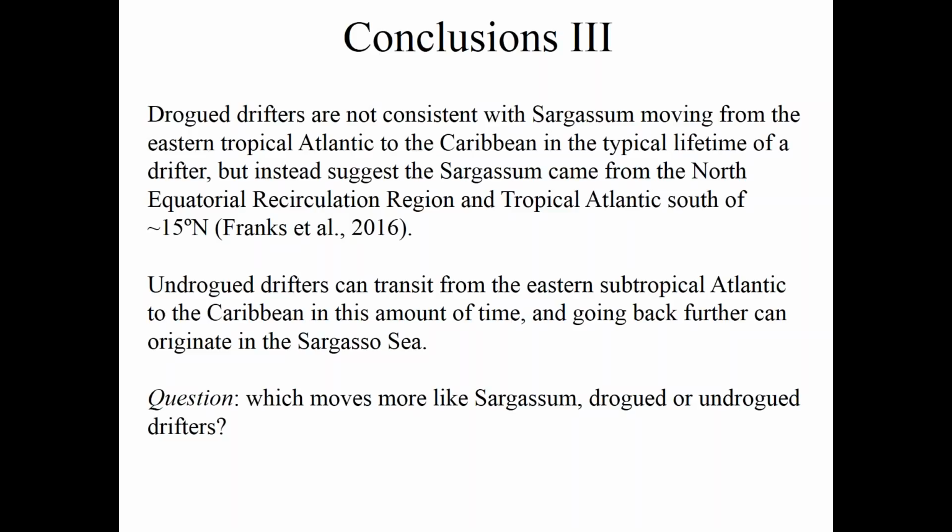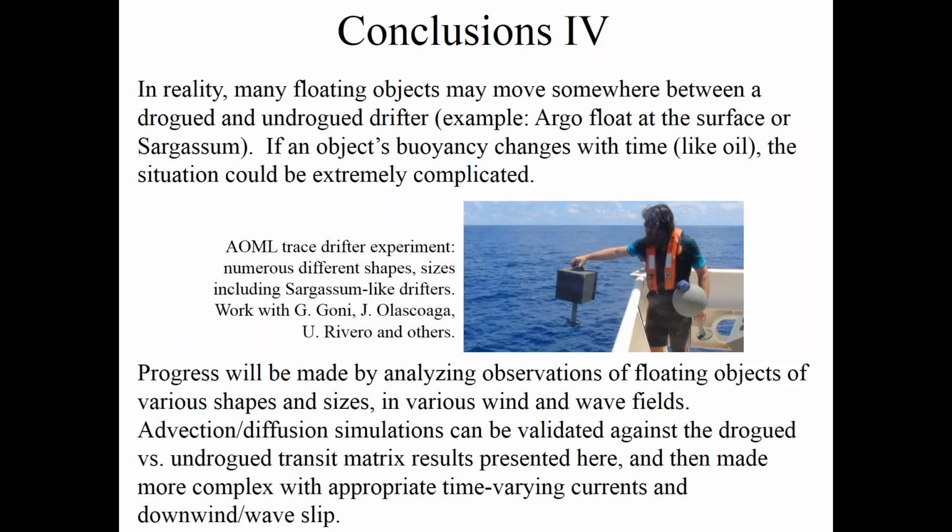And if we go back further in time, we find trajectories that could have originated from the Sargasso Sea that end up in the Caribbean using undrogued drifters. Now, there's a fair question: what moves more like sargassum, drogued or undrogued drifters? Drogued drifters, remember, are following the flow at 15 meters deep. Undrogued drifters are right at the surface, like sargassum, but unlike sargassum, they extend up above the surface and are exposed to the wind forcing as well. So presumably, sargassum moves differently than both.